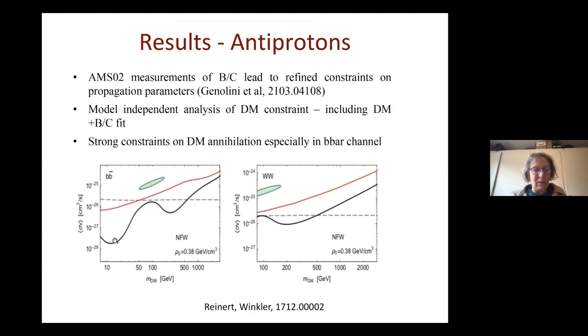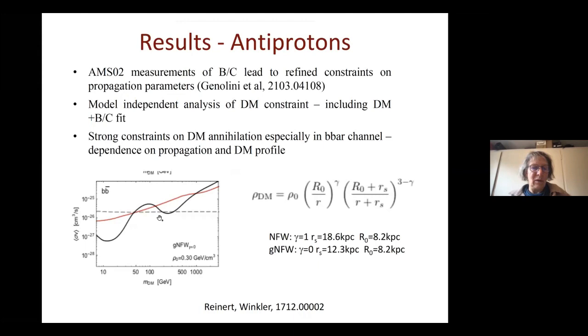So this is an example of what can be constrained from antiprotons for dark matter annihilating into B B-bar. You see that the constraint can be quite strong, as well as for WW, but these constraints definitely depend on what you assume on the dark matter profile, because you see here that now, assuming a less aggressive dark matter density profile and especially a smaller value for the local density, the constraints become much weaker.